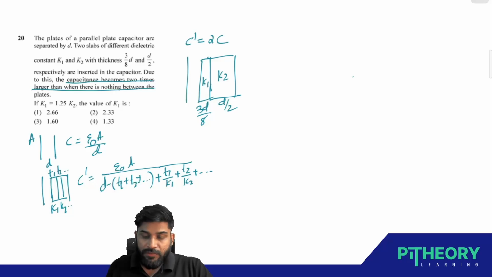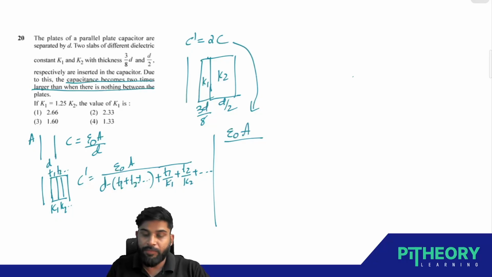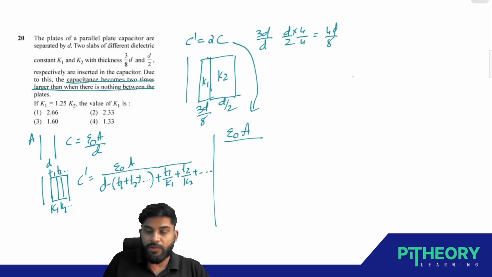If I apply this in the equation, you're going to get epsilon 0 A divided by... See here, we have D by 2 and 3D by 8. If I keep the common base as 8, you have 3D by 8, and D by 2 you can write by multiplying and dividing with 4, so you get 4D by 8. This will be easy to solve.